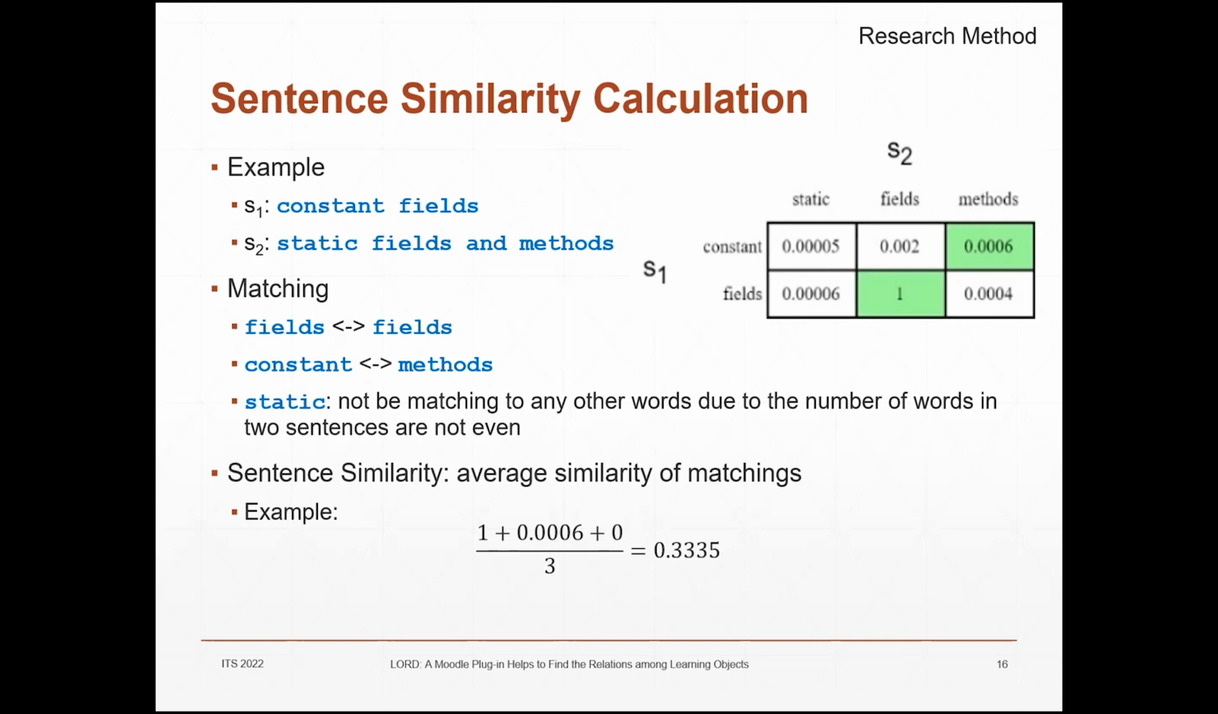So we will try to find the field and the field, because they are the same words. So we have the highest similarity. So we will find this pairing first. And then later we will try to find out what is the pairing for the constants.